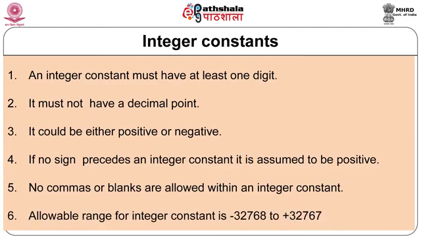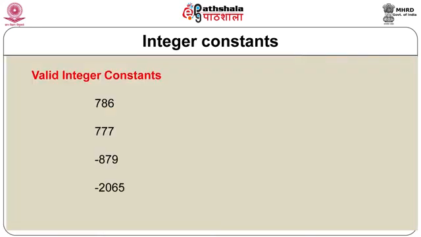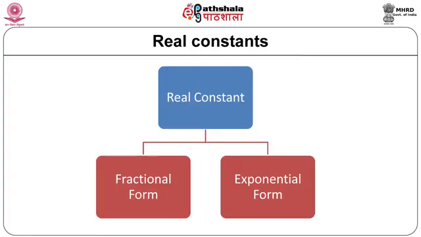The allowable range for an integer constant is -32768 to +32767. This is for a 16-bit compiler. Valid integer constants: here some valid integer constants are given, like 786, 777, -879, -2065. These are the valid integer constants. The real constant is an approximation of a real number.